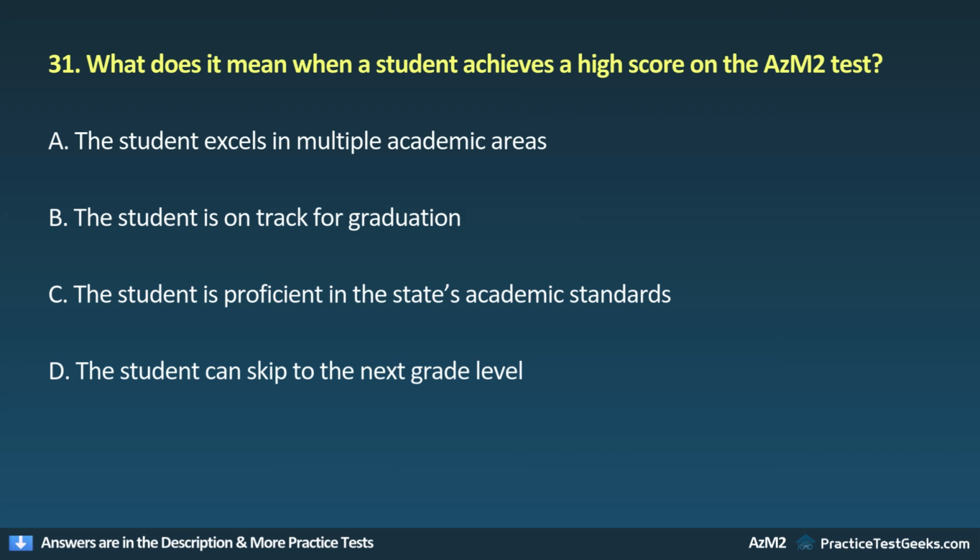31. What does it mean when a student achieves a high score on the AzM2 test? A. The student excels in multiple academic areas. B. The student is on track for graduation. C. The student is proficient in the state's academic standards. D. The student can skip to the next grade level.